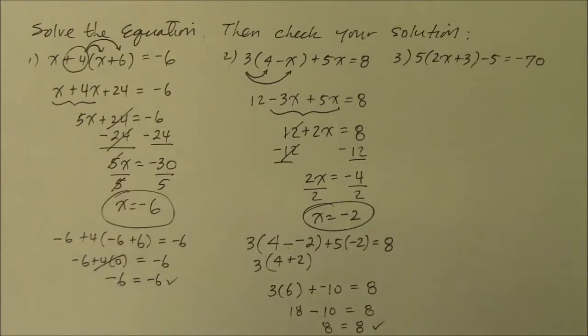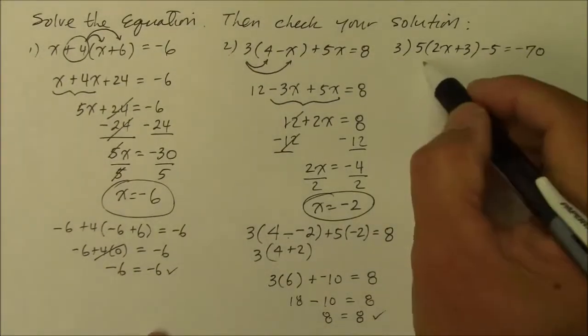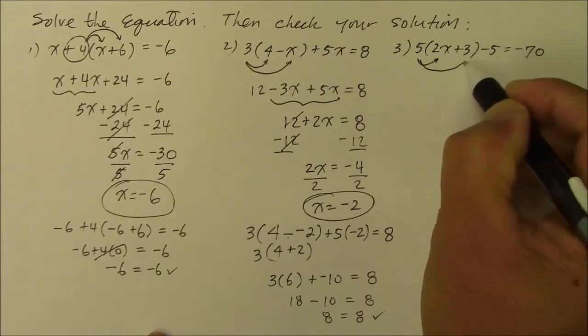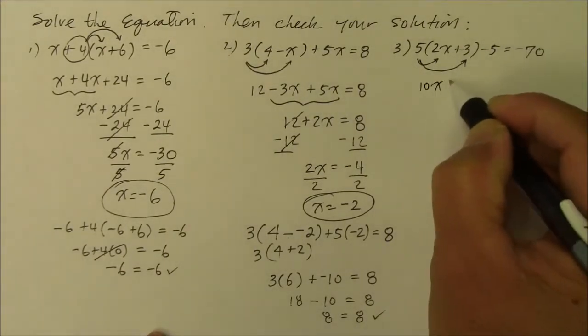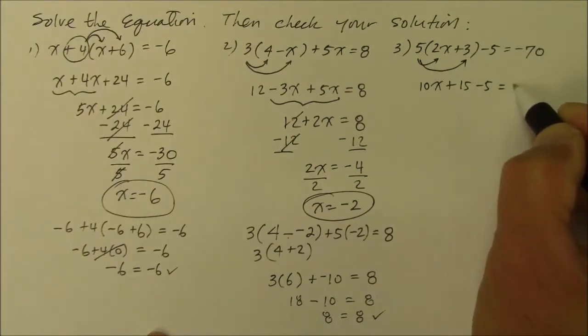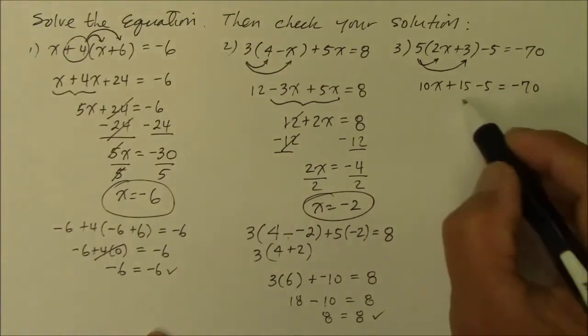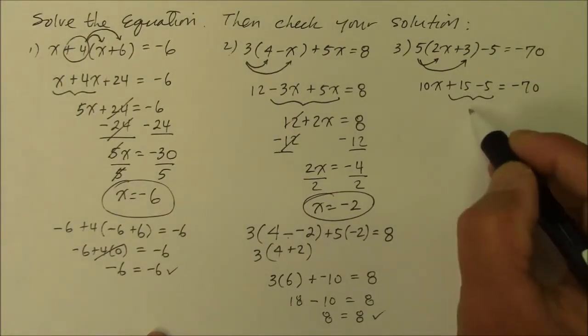Let me push this up a little bit. There we go. And finally, did you say take that 5 and multiply it to both terms inside the parentheses? So that becomes 10x plus 15 minus the 5 equals negative 70. So 15 minus 5 is 10.